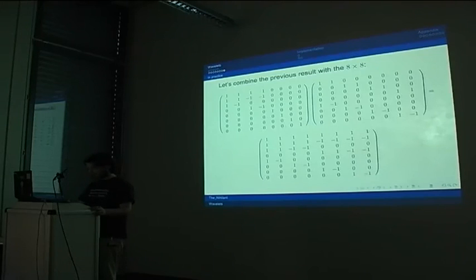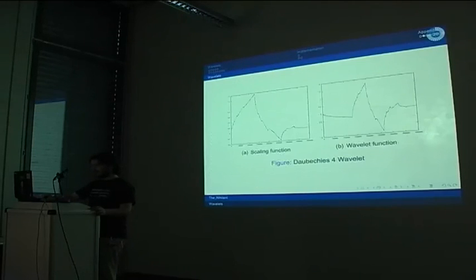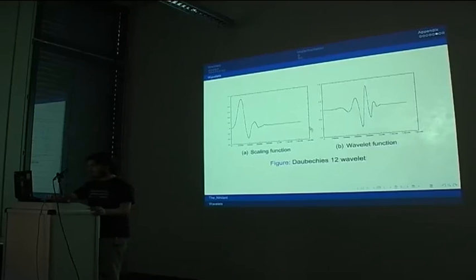Well, I can show you some of the wavelets, for example. This is the Haar wavelet. This is the Daubechies 4. This is the Daubechies 6, 8 and 10. If you see, they get smoother as the number of coefficients goes up. This has 12 coefficients, 14, and this has 16 coefficients. It's quite a big filter.